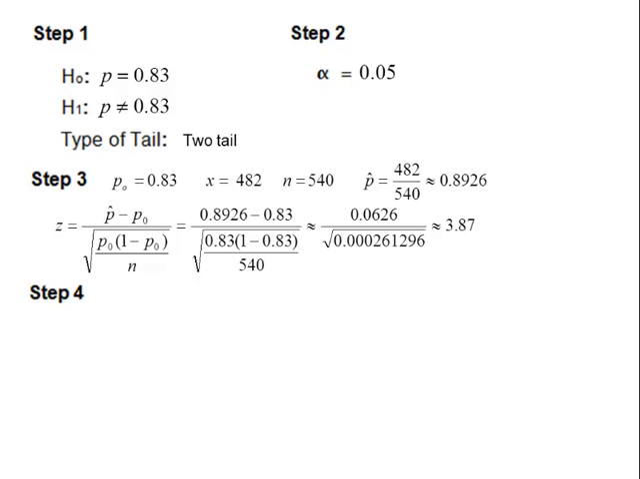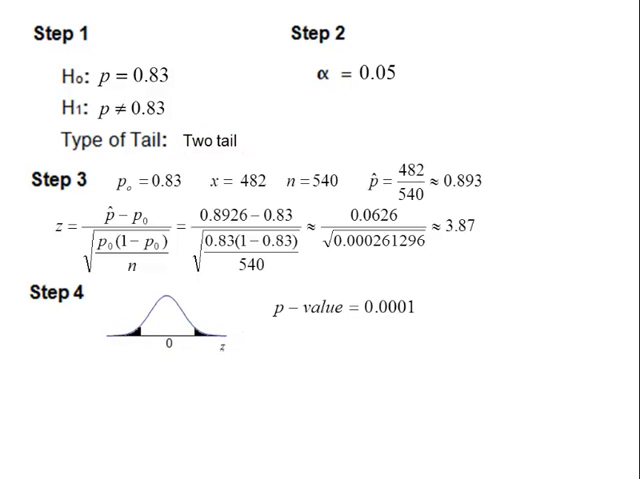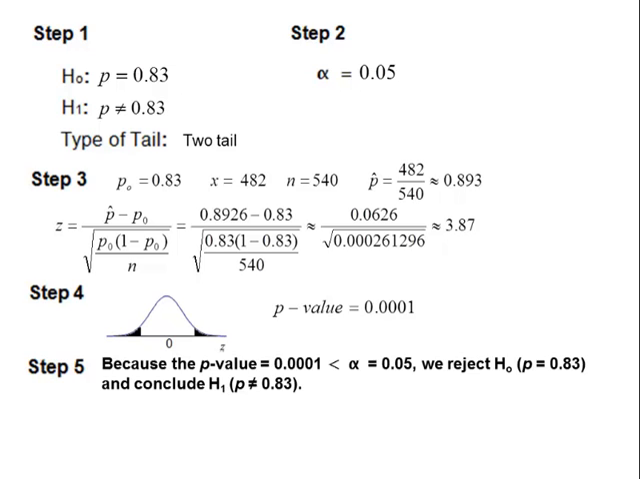Step number 4, the p-value comes from the test statistic. Since we have a two-tailed test, we're going to double the area of greater than 3.87, and the p-value I'm going to use is from StatCrunch, 0.0001. This will help us determine the decision of the test. So we say because the p-value equals 0.0001, which is less than alpha, which is 0.05, we reject the null that p is equal to 0.83, and we conclude the alternative, which is p is not equal to 0.83.